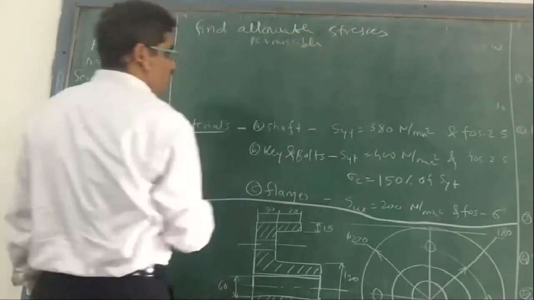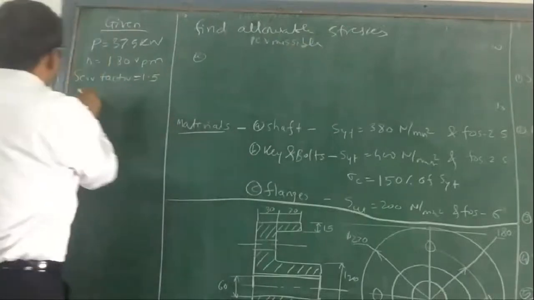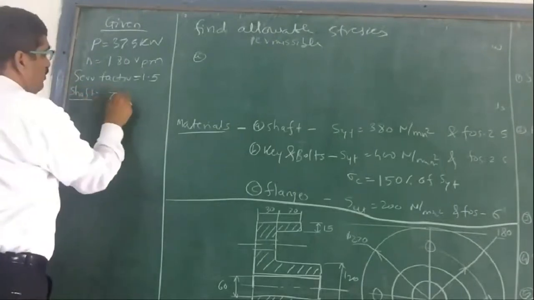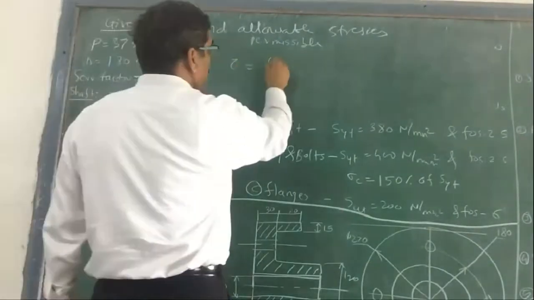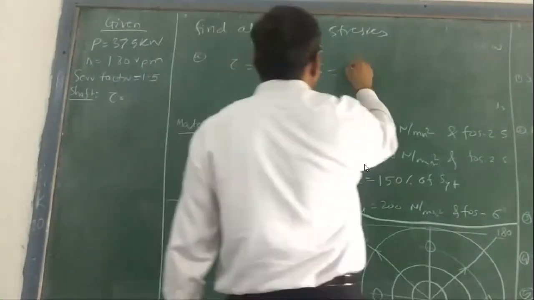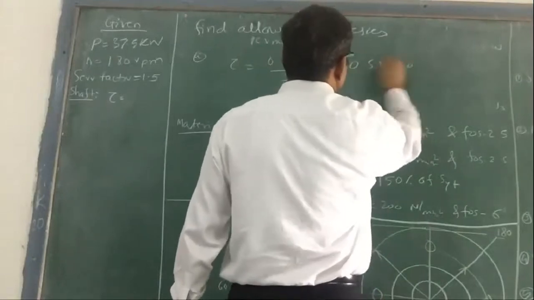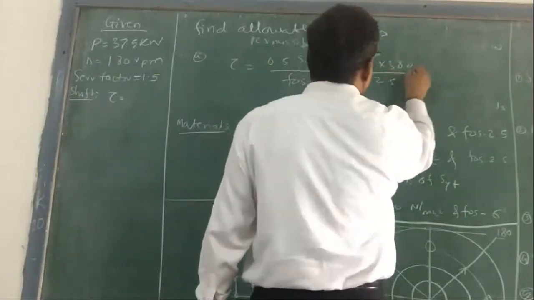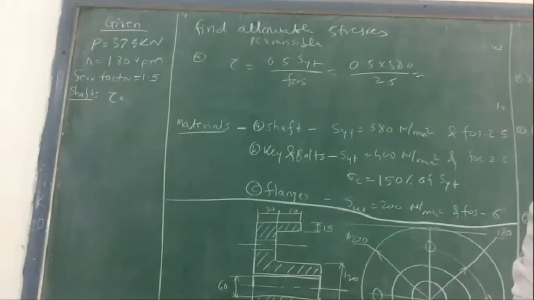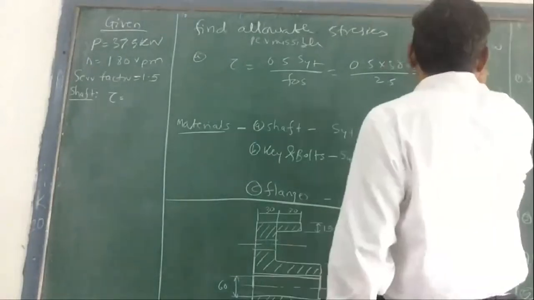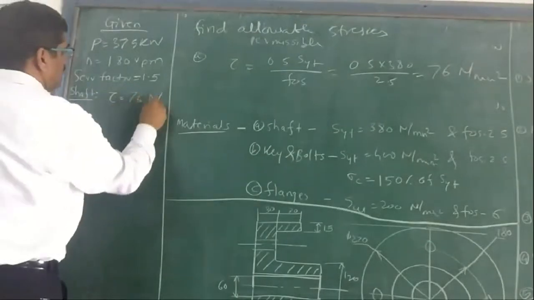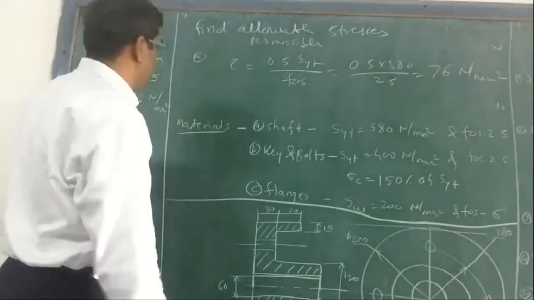Okay. So let's first do it for the shaft. Tau is equal to 0.5 SYT, which is the standard, upon factor of safety. So we use 0.5 of 380, which is 190, upon a factor of safety of 2.5. So 190 upon 2.5, what does it come to? 76 Newton per mm square. So for the shaft, we know tau is equal to 76 Newton per mm square. So now we know this for the shaft.